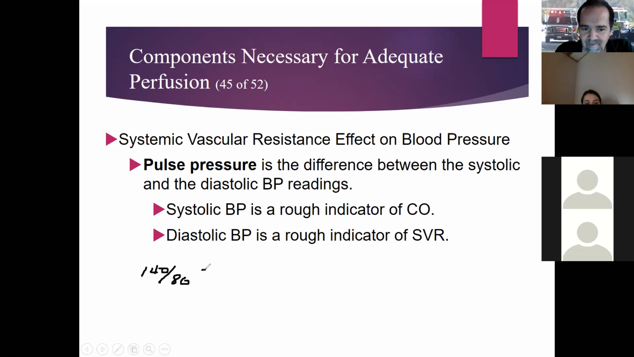What is that? What is 140? Don't get your calculators out. Or get your calculators out. What's 140 minus 80? 60. Okay, now you take another blood pressure and you end up with 130 over 90. What is the pulse pressure there? What's the difference? 40. Okay, let's put that right here.